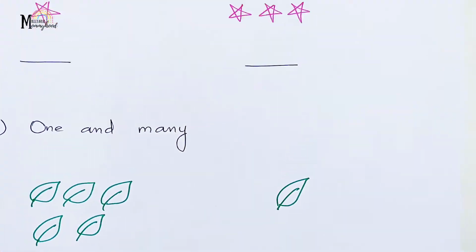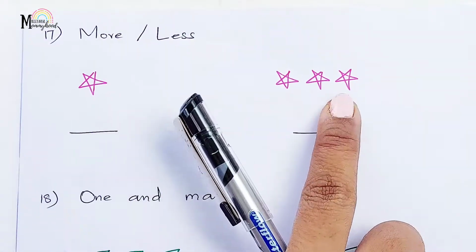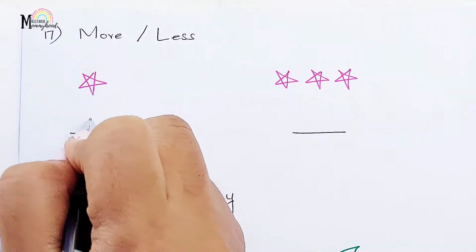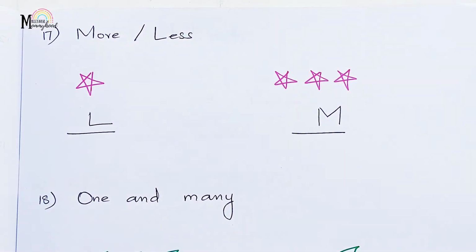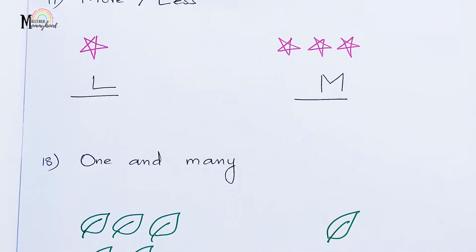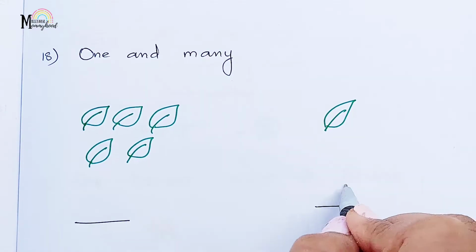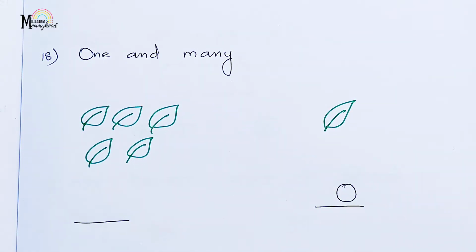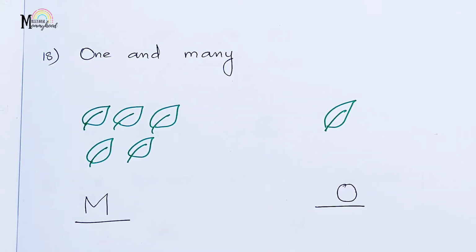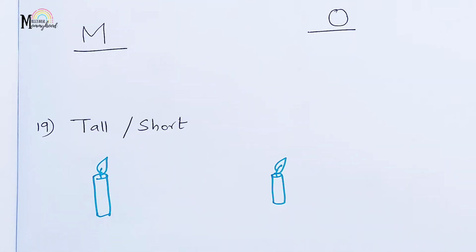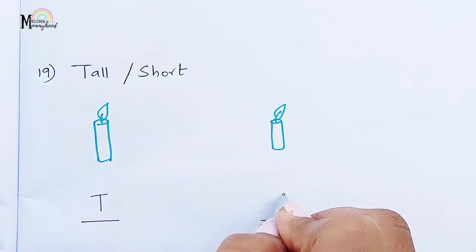The next concept over here is more or less. If there are a lot of objects, you say it as more. If there are fewer, you call it less. So there are different activities which can be done, for example, circling, putting a tick and so on, or just writing M and L. Similarly, one and many. It's an extended concept of more and less. Here the child is also taught that one is called cup, more or many are called cups and so on.